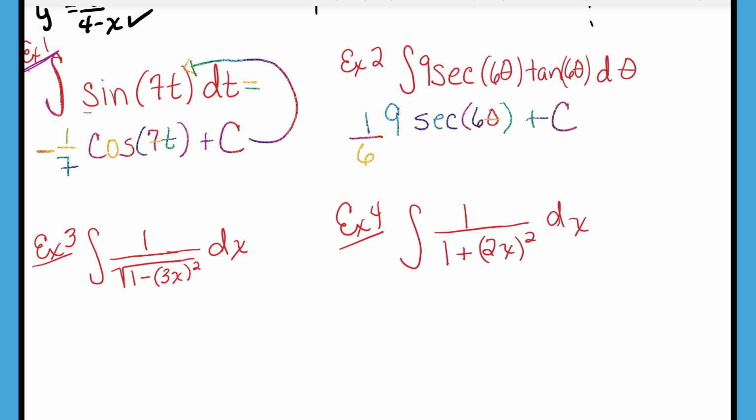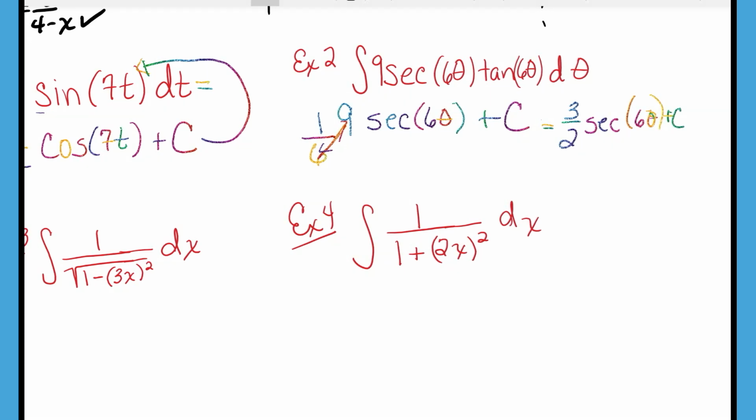Add C. Now I know that 9/6 reduces, so I could say that that's 3/2 secant of 6 theta. Whoop, that theta is terrible looking, sorry about that. Plus C, I'm running out of room. I guess I can just scoot it over. And so I know I could do that. So if you don't believe me, sometimes just doing the derivative, you go, oh, that's why that happened.